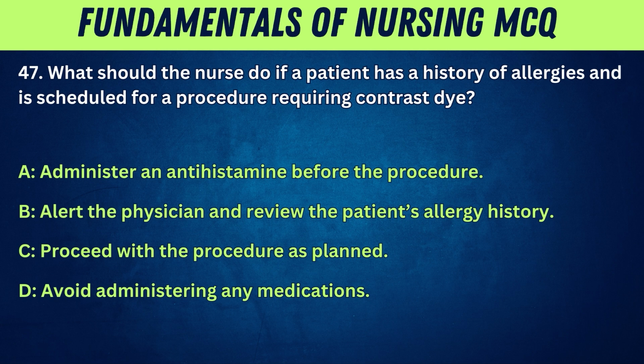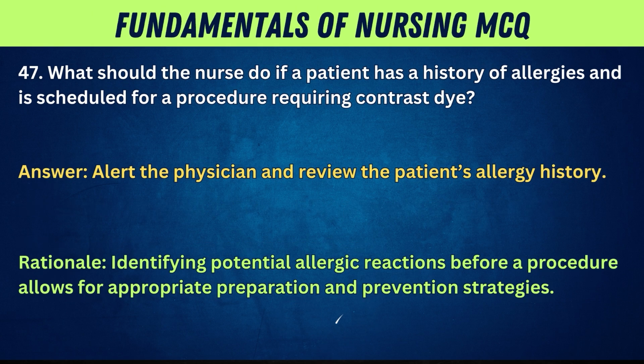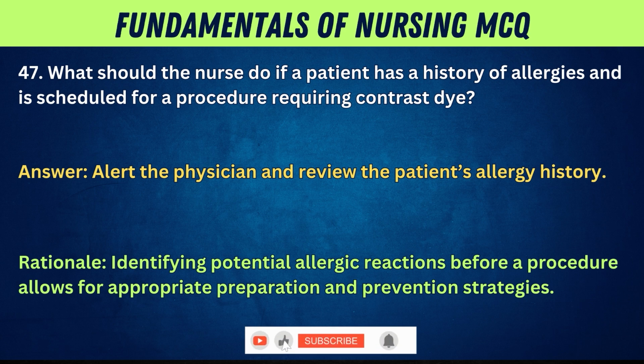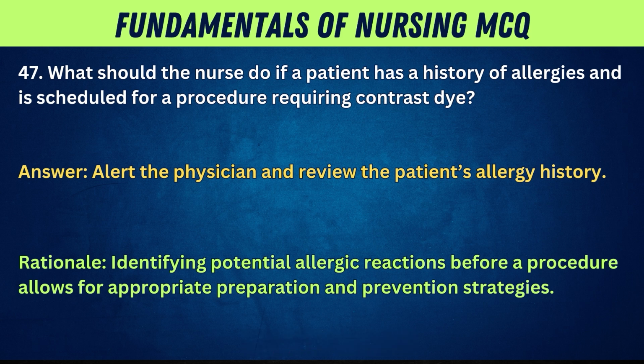47. What should the nurse do if a patient has a history of allergies and is scheduled for a procedure requiring contrast dye? A. Administer an antihistamine before the procedure. B. Alert the physician and review the patient's allergy history. C. Proceed with the procedure as planned. D. Avoid administering any medications. Answer. Alert the physician and review the patient's allergy history. Rationale. Identifying potential allergic reactions before a procedure allows for appropriate preparation and prevention strategies.